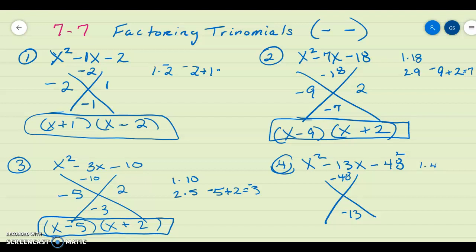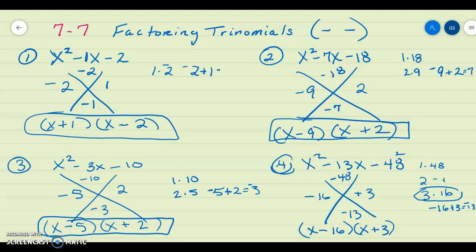So we have 1 times 48. We have 2 times 24. Does 3 go in? Let's see. 3 and 16, yeah. 3 times 16. Oh, wait. Look at this. 3 and 16. 16 minus 3 equals 13. We want negative 13, so take the opposites, and now you get negative 16 plus positive 3. Double bubble, x x minus 16 plus 3.